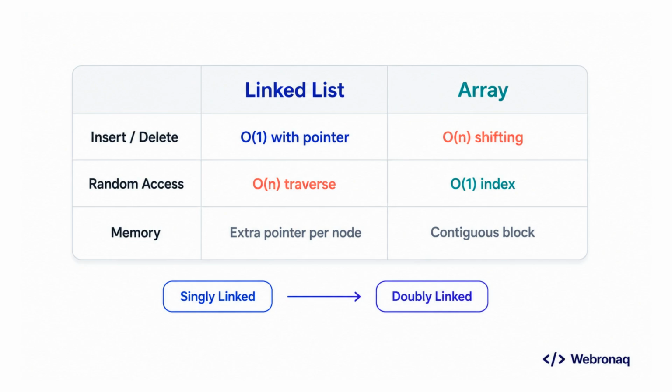Neither structure is better overall. They solve different problems, and knowing which to reach for is the skill. The linked list you have seen in this video is called a singly linked list. Each node points in one direction. Next up, we look at doubly linked lists, where each node points both forward and back. That small change opens up a lot of new possibilities.